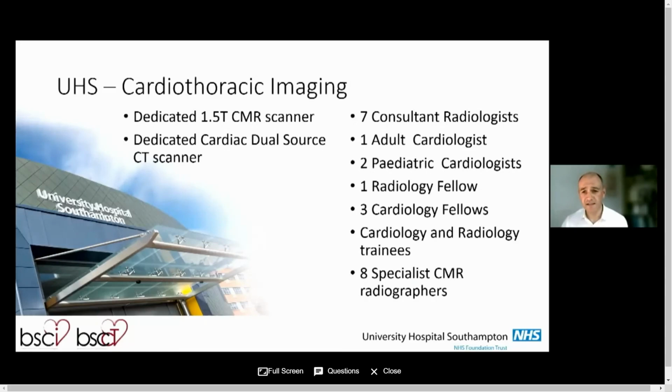And this is the makeup of our unit. We're 7 consultant radiologists. We have an adult cardiologist, 2 pediatric cardiologists, and we have radiology and cardiology fellows, as well as our normal trainees, and 8 specialist CMR radiographers. So we're a reasonable size unit, and we're doing in the region of 2,600 to 3,000 cardiac MRIs a year. The unit's been established since about 2006, and I started working there in 2009.